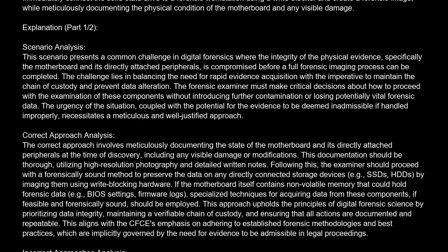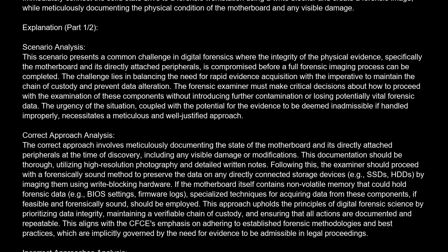If the motherboard itself contains non-volatile memory that could hold forensic data, e.g., BIOS settings, firmware logs, specialized techniques for acquiring data from these components, if feasible and forensically sound, should be employed. This approach upholds the principles of digital forensic science by prioritizing data integrity, maintaining a verifiable chain of custody, and ensuring that all actions are documented and repeatable. This aligns with the CFCE emphasis on adhering to established forensic methodologies and best practices, which are implicitly governed by the need for evidence to be admissible in legal proceedings.